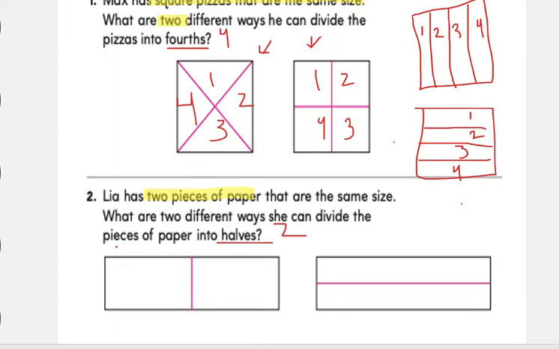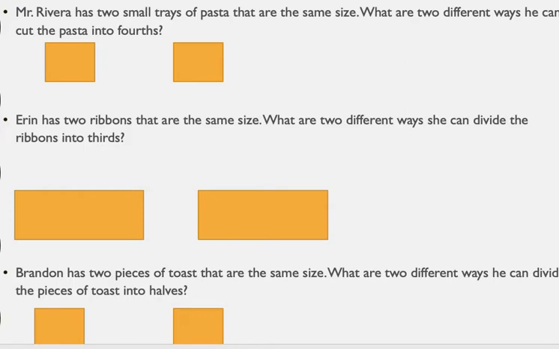So over here, she's cut it up and down, to get our 2 equal parts. And over here, she's cut it side to side to get our 2 equal parts. So these are the 2 ways to show halves, which are 2 parts, 2 equal parts. So we're going to do some more practice.